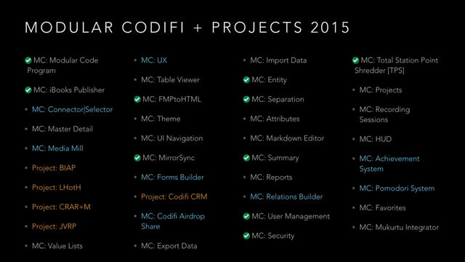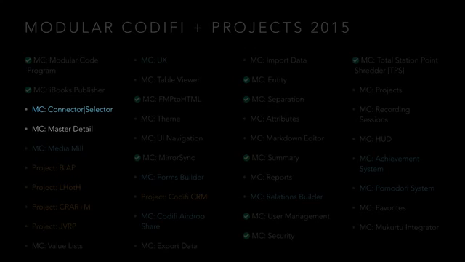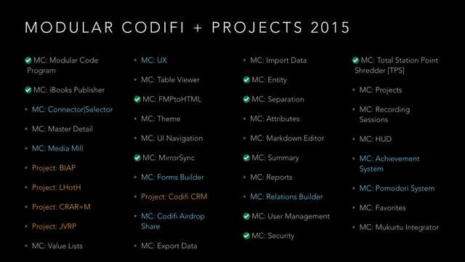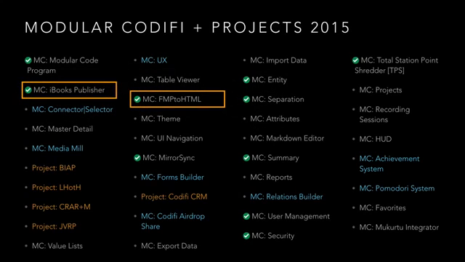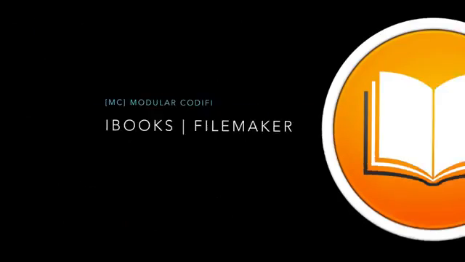to the project. So what you're seeing here is a combination of things like connector selector, master detail, which are modular FileMaker releases, and then things we are building. So everything you see with a green check mark is something we've either completely finished or is very close to done. And today I'm going to talk about an integration we're doing with iBooks we call FMP to HTML.